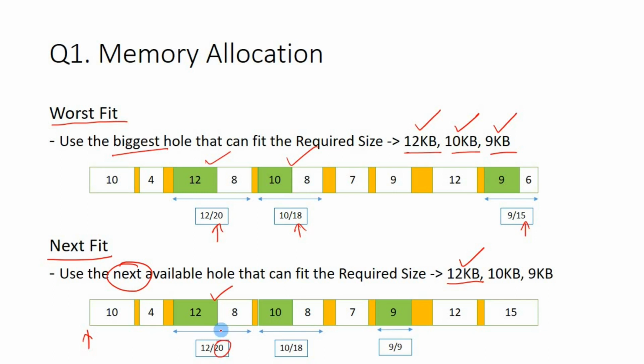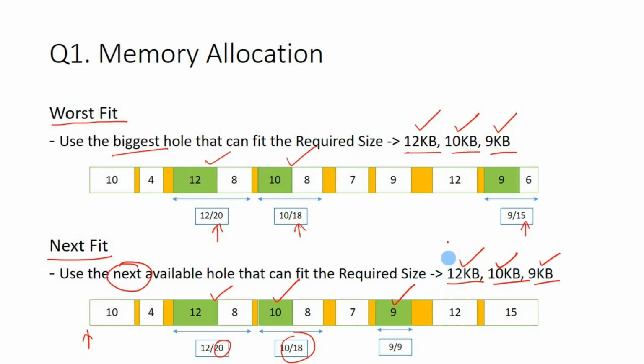So I'll start here. 8 is too small. Then I'll come here, and I see that I have a hole of size 18, which is big enough for the size that I want, which is 10. So I will take 10 out of it, and the remaining will be 8. That will be the next one. And again, I see a hole of 8, which is too small, a hole of 7, too small, and the next one is a hole of 9, which is just nice for what I want. So that will also be allocated.